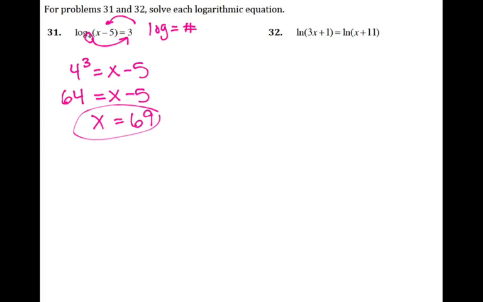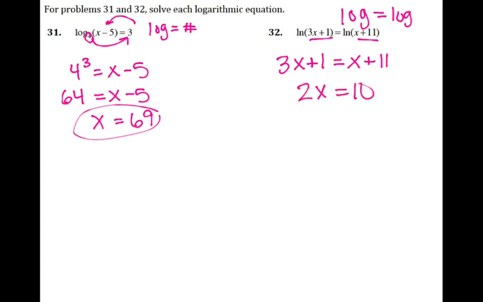And then for the other one, I have log equals log, even though they're natural logs. If you have log equals log, you can go ahead and drop your logs and focus on what's inside the logarithm. So 3x plus 1 equals x plus 11. Subtract x from both sides, subtract 1 from both sides, you get 2x equals 10. So x equals 5.